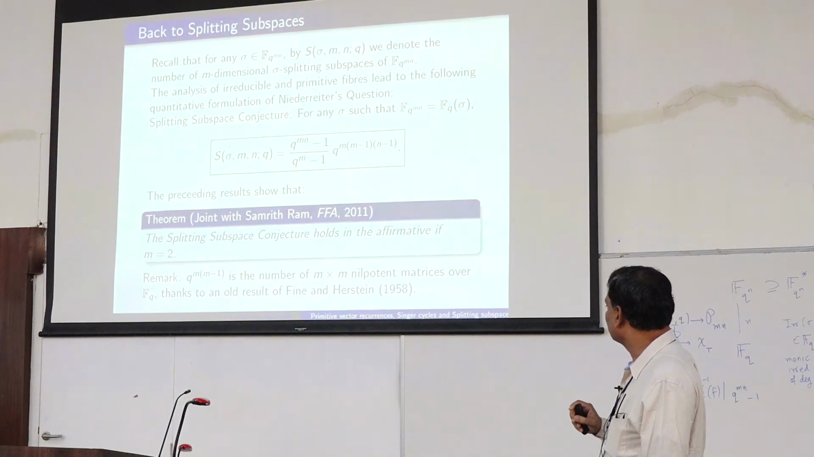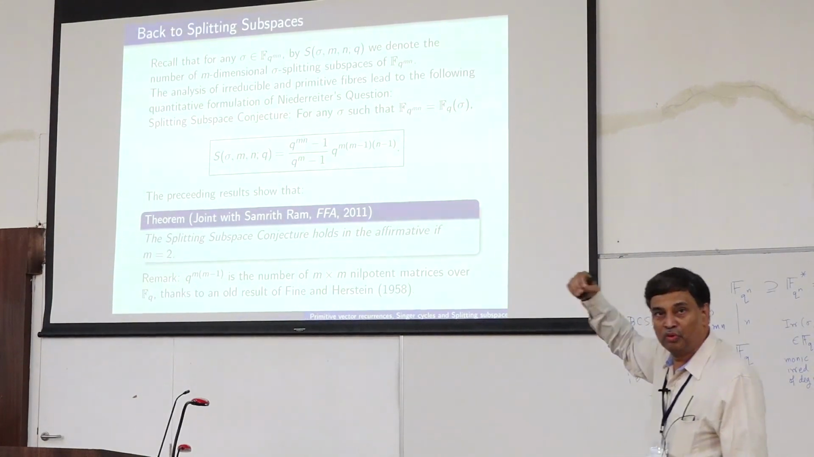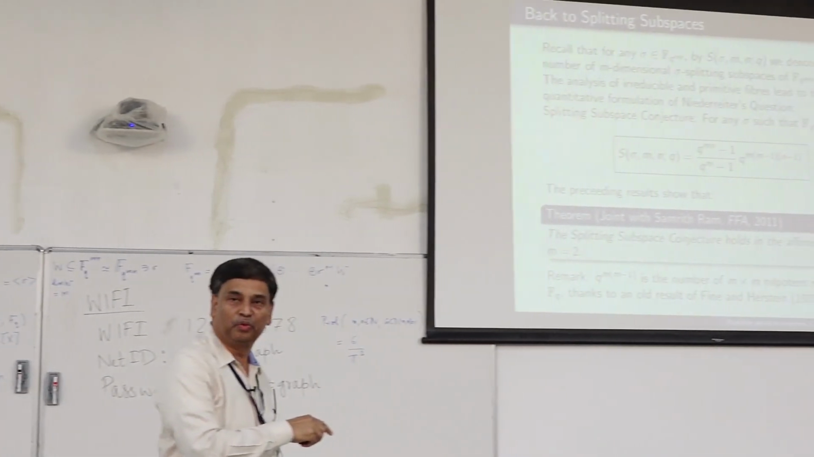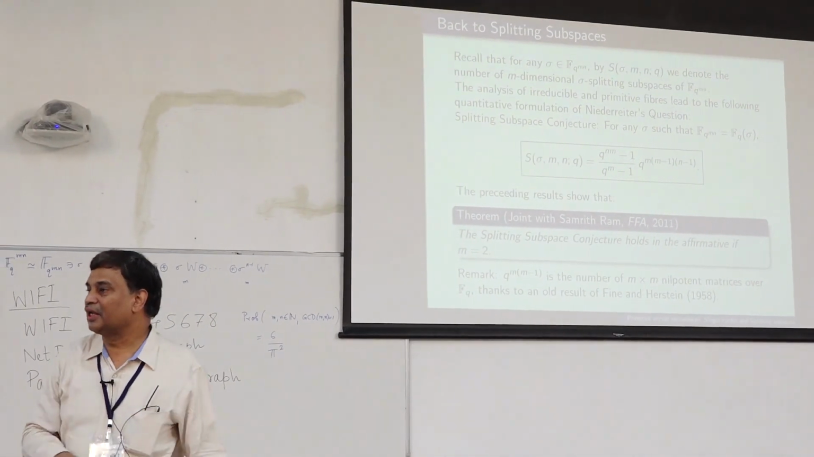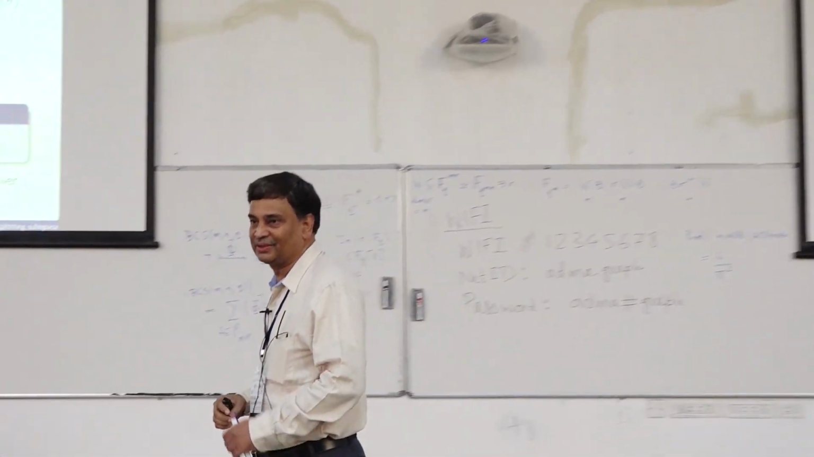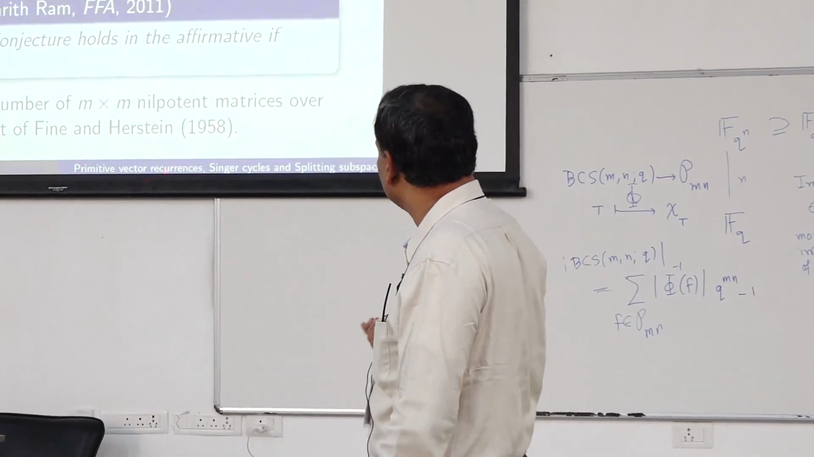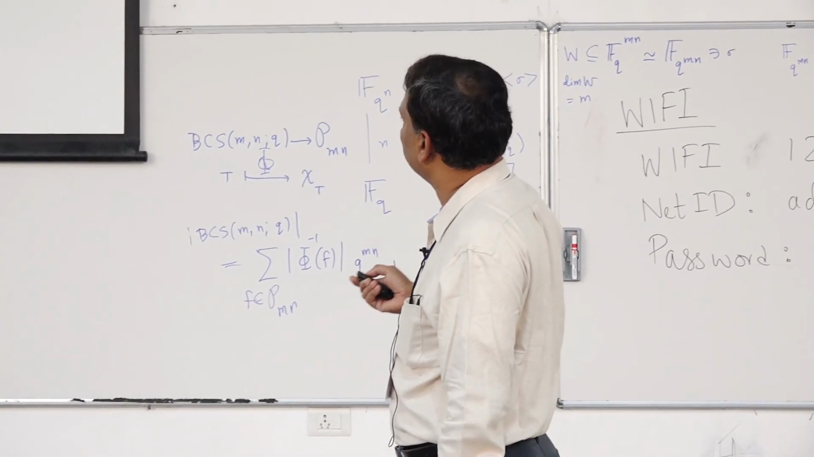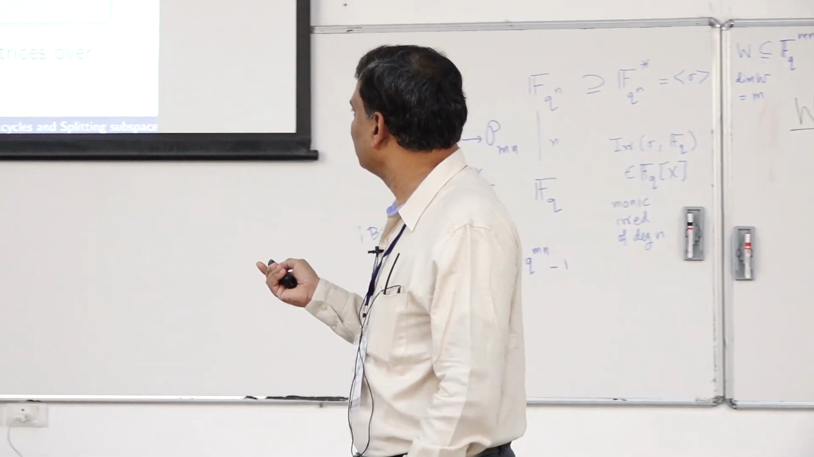And what we actually showed is that the splitting subspace conjecture also holds in the affirmative for m equal to 2. For those of you who know things about finite fields and counting, you may recognize this factor q to the m into m minus 1. That is the number of m cross m nilpotent matrices over Fq, the old result of Fine and Herstein. So, in some sense this is like n minus 1 tuples of nilpotent matrices of size m cross m.